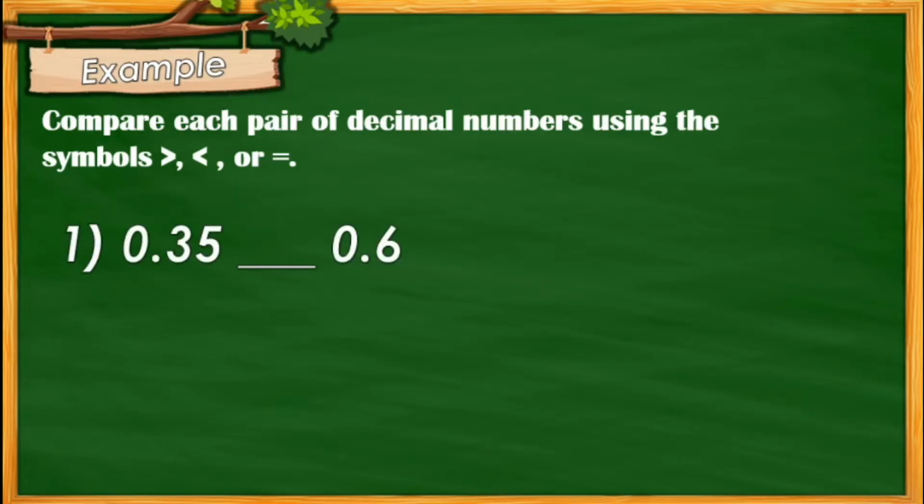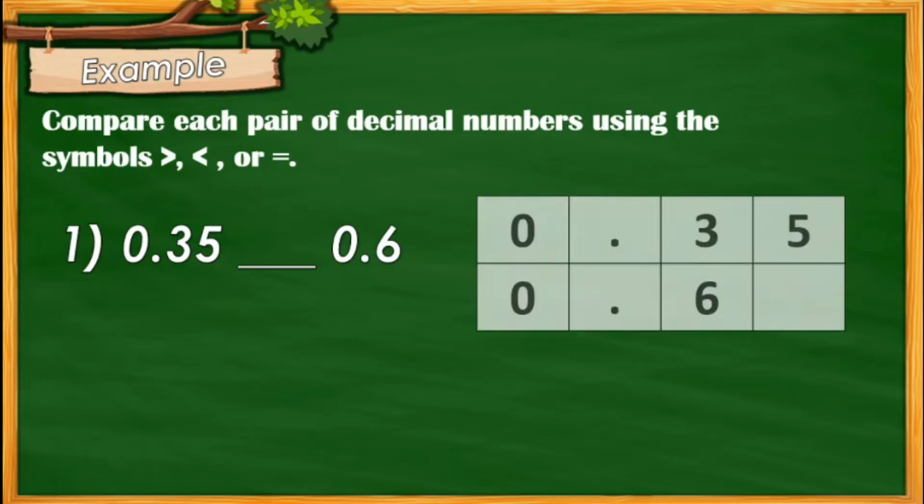So example number 1, 35 hundredths compared to 6 tenths. So in comparing decimal numbers, let's use this table. So 35 hundredths compared to 6 tenths. What would be the symbol that we're going to use? Is it greater than, less than, or equal?